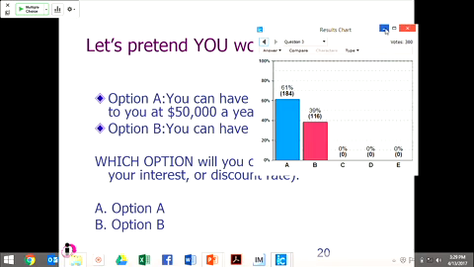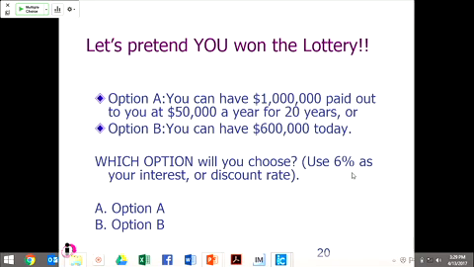What does it mean when it says that you have a 6% interest or discount rate? What does that mean? Are these both in today's dollars? We want to make sure, are they in the same time frame, these payments? Is it the same time frame? $600,000 today, we understand what that's worth, right? What can we buy with $600,000 today versus $50,000 for what?